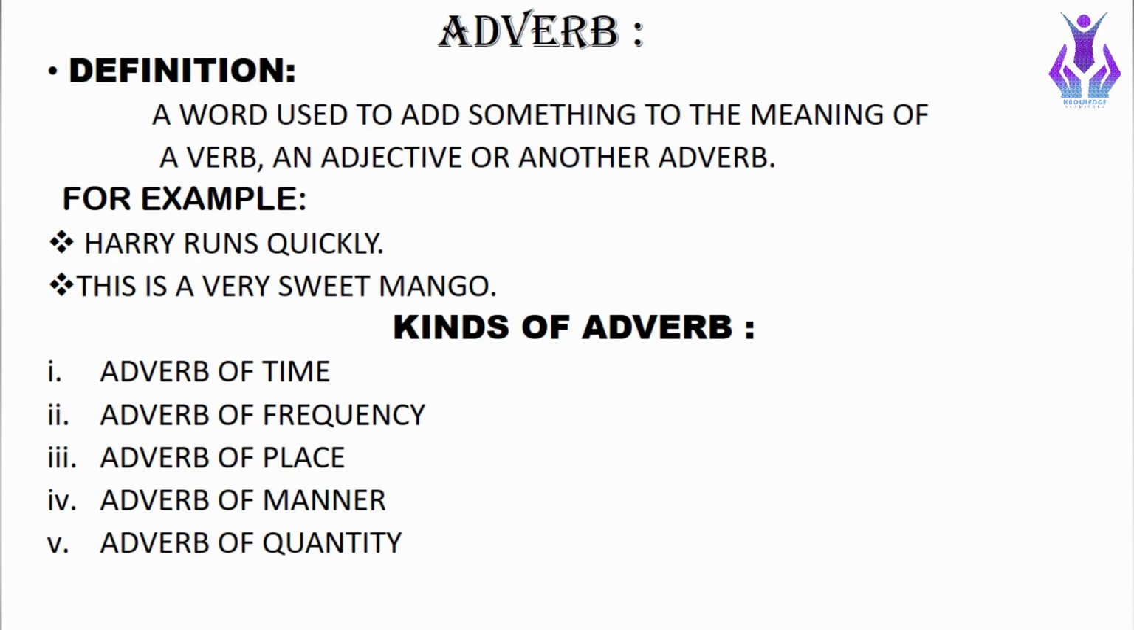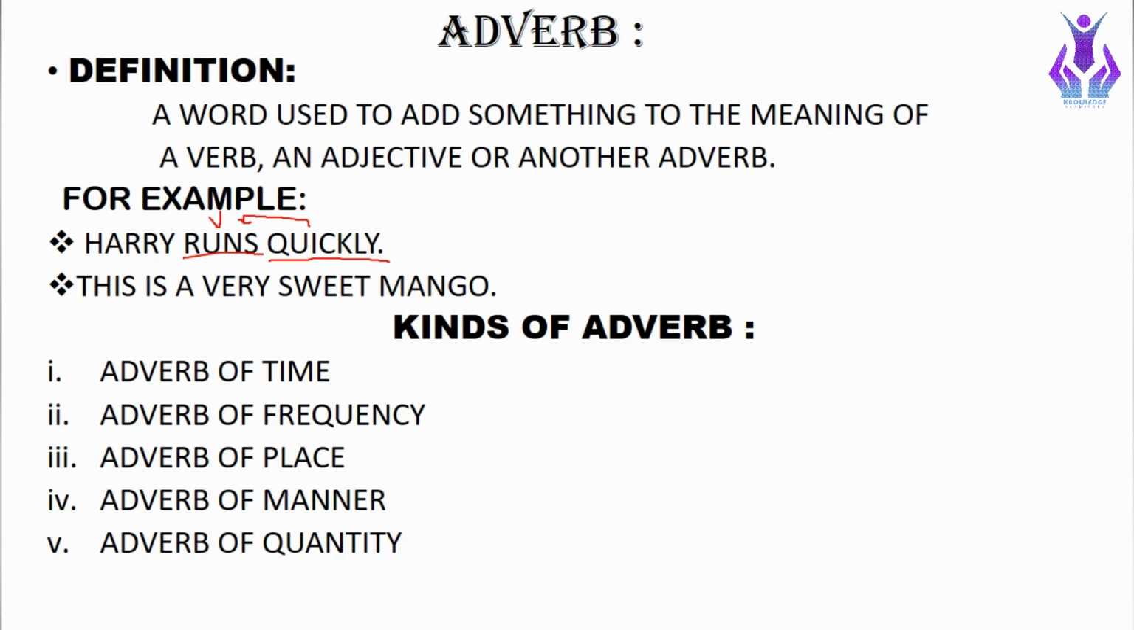For example, we can see it through the example that Harry runs quickly. Here the word quickly shows us how, in what manner Harry runs. So quickly modifies our verb runs. Here runs is a verb, and the word quickly is describing the verb. So quickly is an adverb.